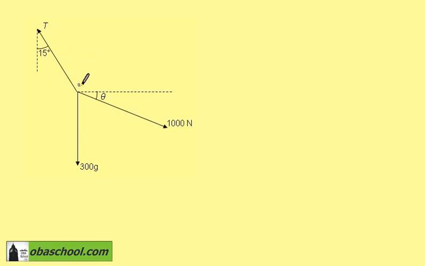Here we have three forces which are in equilibrium, so we can use Lami's theorem. We know this angle here is 15 degrees. If I continue this line across here and form a right angle triangle, this one here then is 75 degrees, plus the 90 tells me this angle here is 165 degrees.